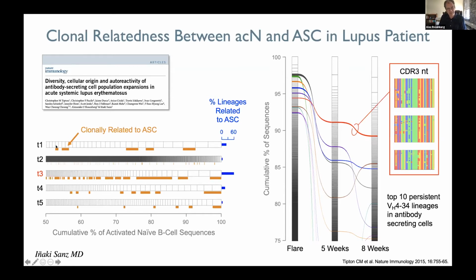And that can be seen here, looking over a time course. These are the distribution of clones and of activated naive cells, and the gold bars indicate clonal connectivity to antibody secreting cells. And especially during a flare, we see an increased amount of connectivity. And on the right, we're just showing for antibody secreting cells the ability to track these autoreactive or potentially autoreactive lineages over time.